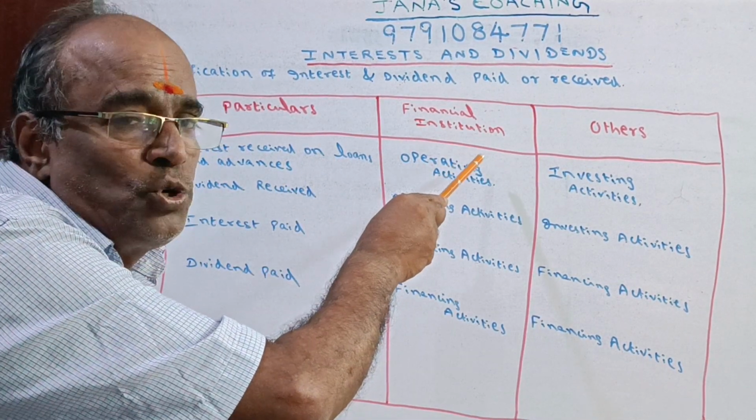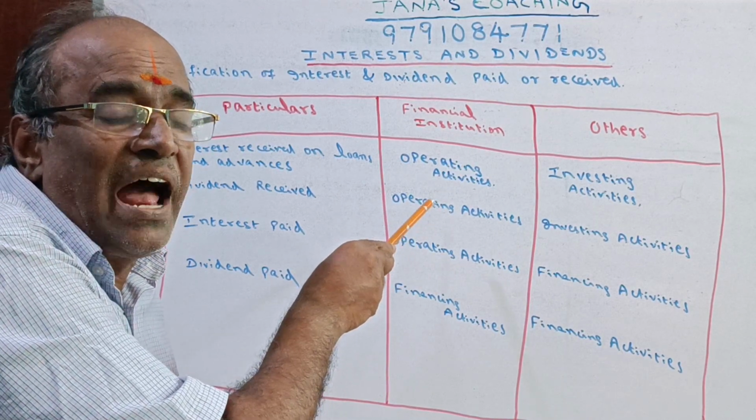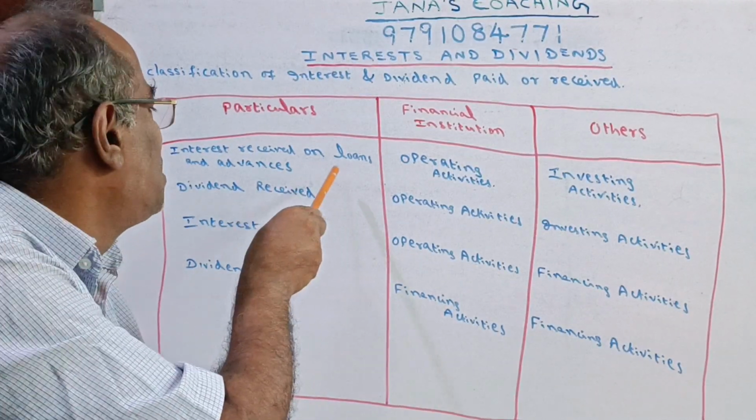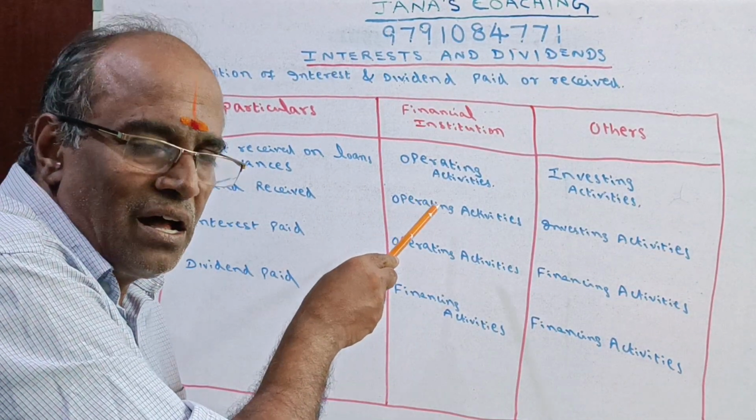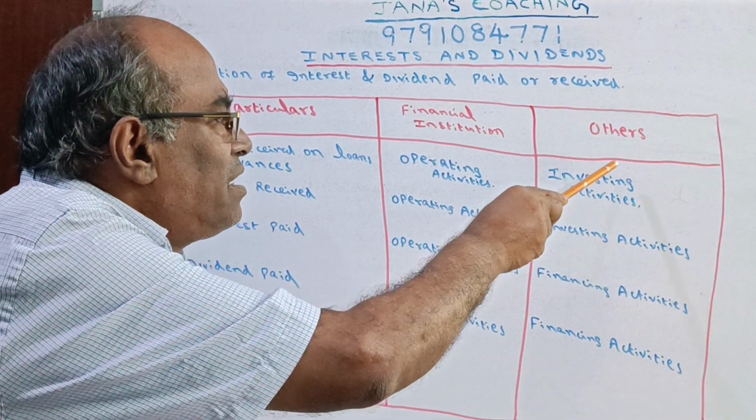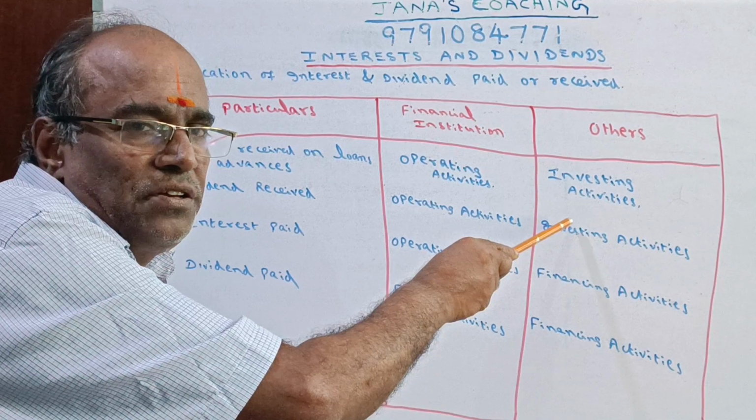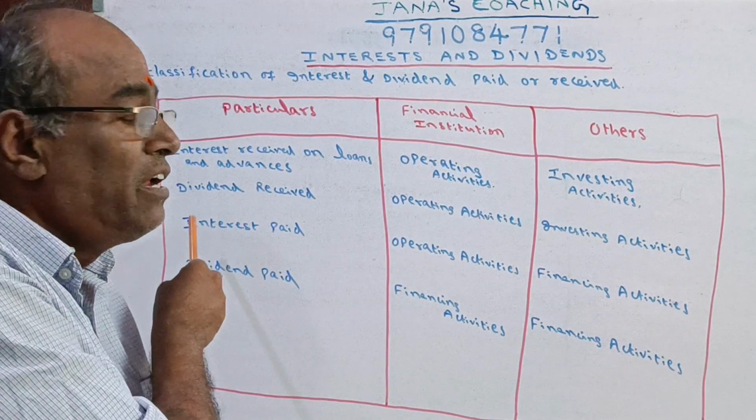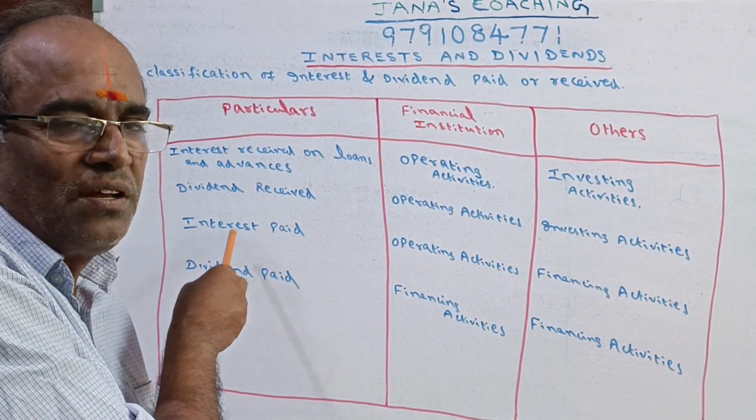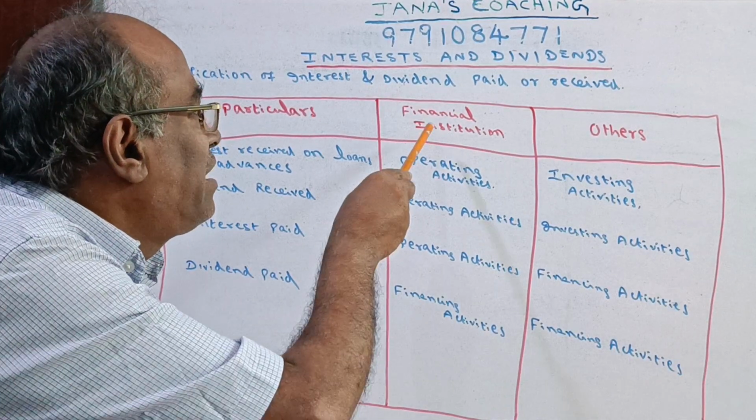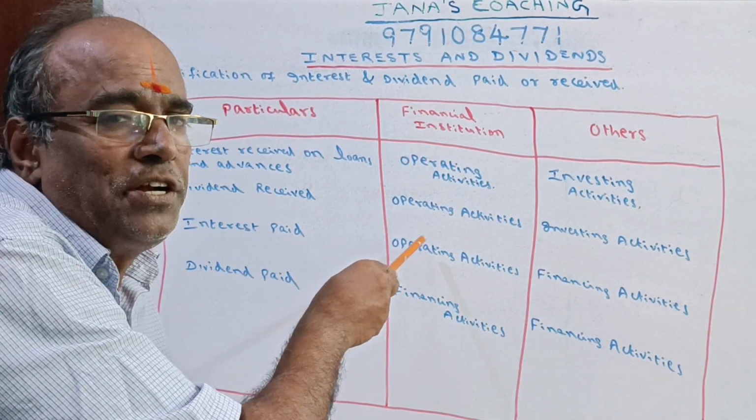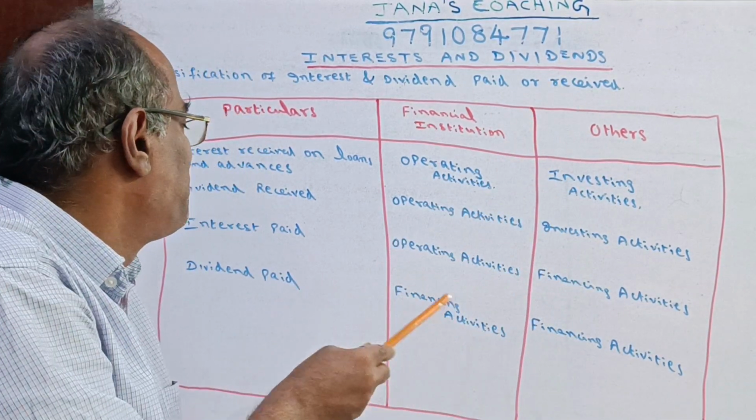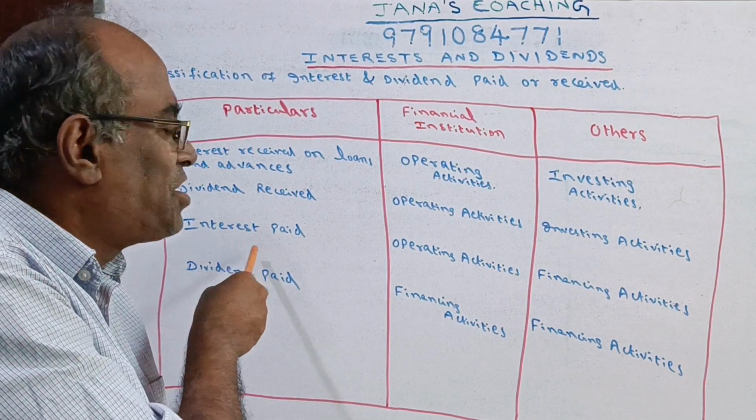For the financial institution, it is operating activities. On an operating activities basis only, this interest received on loans and advances will be accounted. For others, it is based on investing activities, not an operating activity here. Second step is dividend received. Under the financial institution, operating activities. Under others, investing activities.